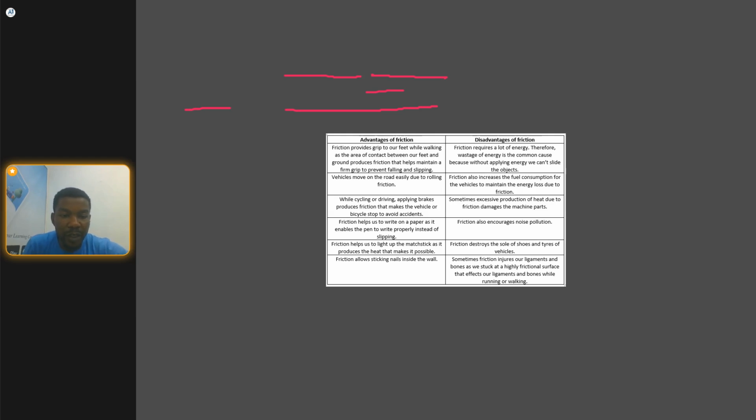The friction provides us with a grip what? While walking. Imagine if there's no friction. What will be happening is what? Falling and slipping.